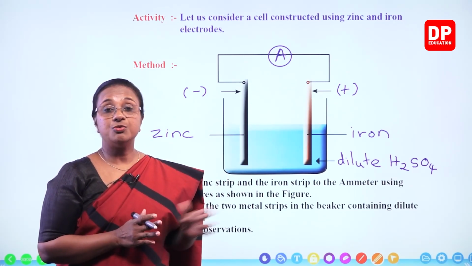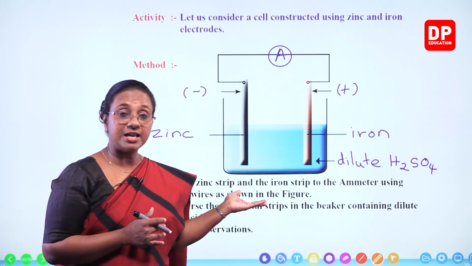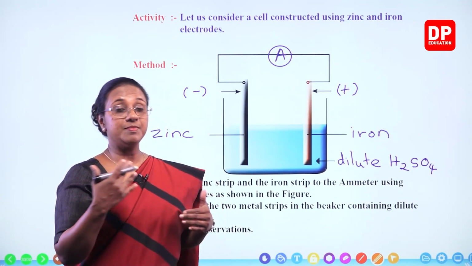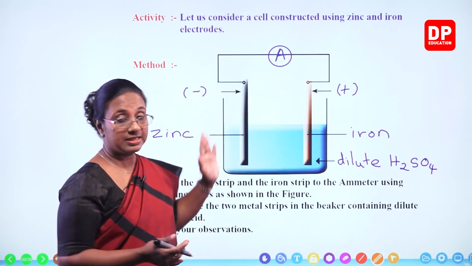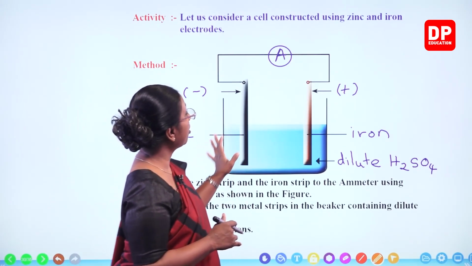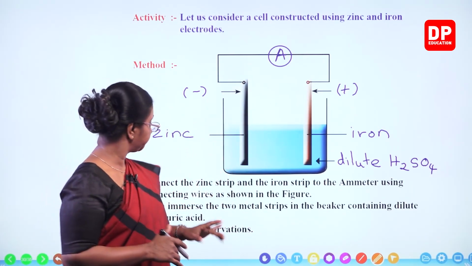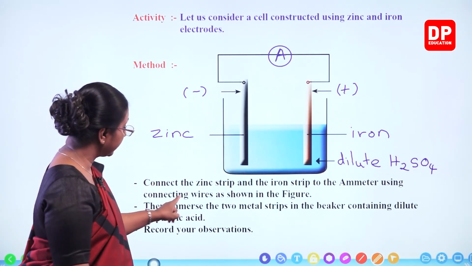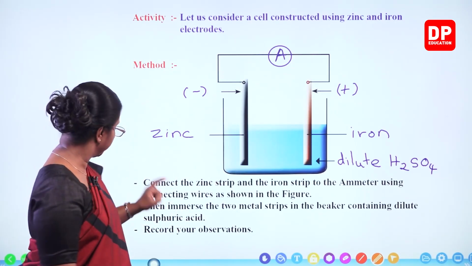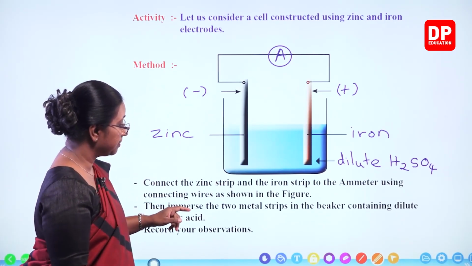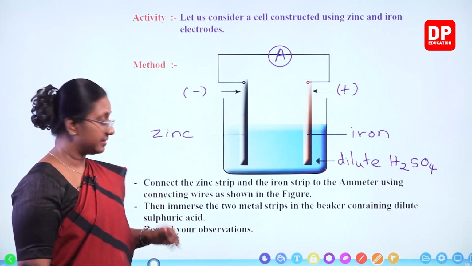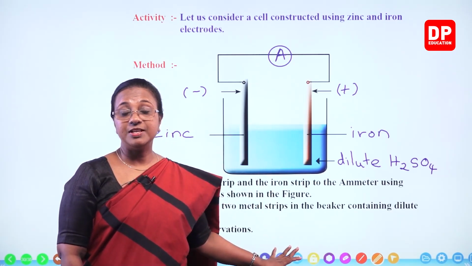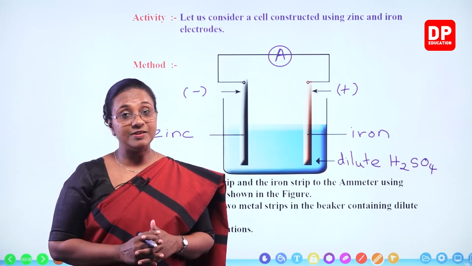Or else we can also use a light bulb. If you connect a light bulb instead of an ammeter, you will see the bulb light, and then you can confirm there is current flowing through the external circuit. Either way, we need to observe that there is current flow. So connect the zinc strip and the iron strip to the ammeter using connecting wires as shown in the figure. Then immerse the two metal strips in the beaker containing dilute sulfuric acid and record your observations. You are familiar with these types of activities, so let's go to the lab and do the activity now.